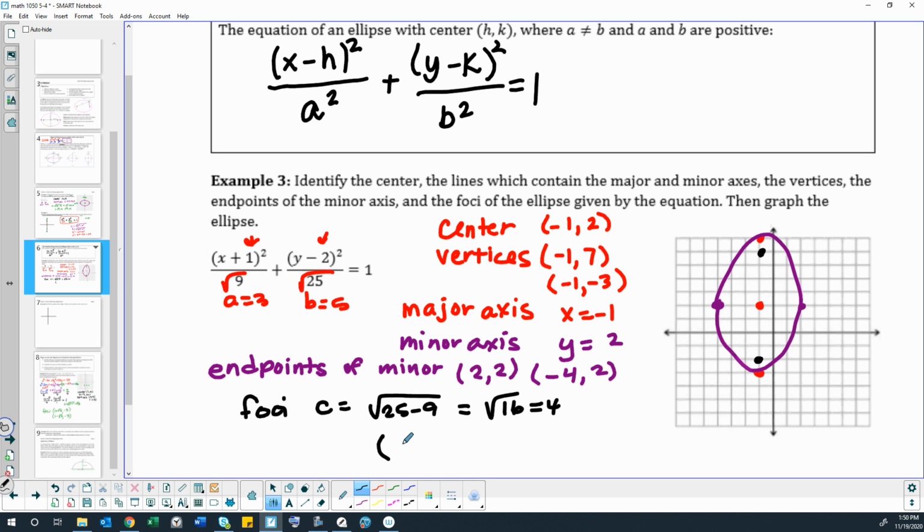So they will be located at -1, and then our y value plus 4 is 6, and then -1, and our y value minus 4 is -2, which is where those 2 points are. And so we've found everything, I believe. Center, vertices, major axis, minor axis, endpoints of the minor axis, the length to the focus, the point coordinates of the foci. We sketched the graph. I believe we're good. Let's go to the next problem.